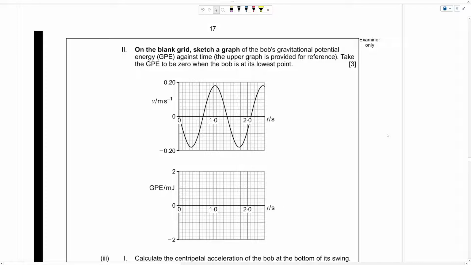Okay. On the blank grid, sketch a graph of the bob's gravitational potential energy against time. The upper graph is provided for reference. Take GP to be 0 when the bob is at its lowest point. Okay, so have a careful think about this. We have got a pendulum set up. Here is a bob, and it is going to swing through an arc to here, backward and forward. At this point, it's at its lowest, and we're saying GPE is equal to 0.